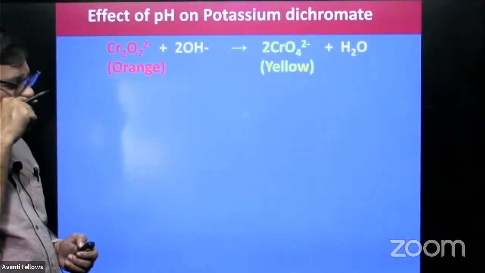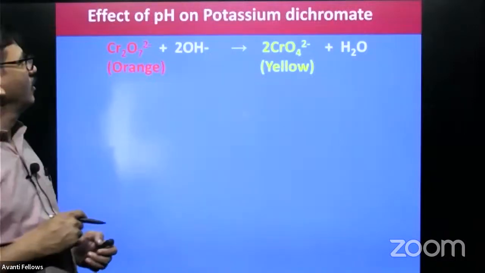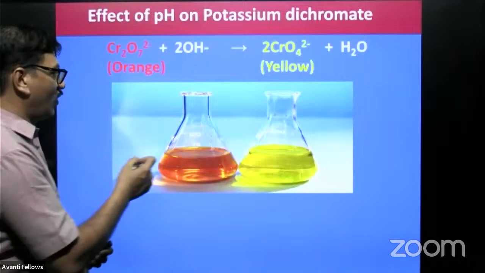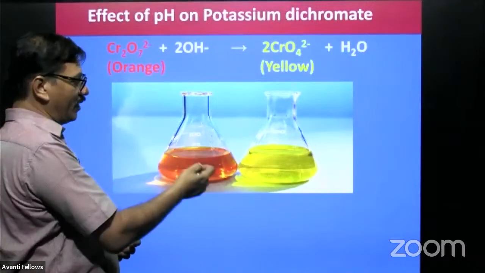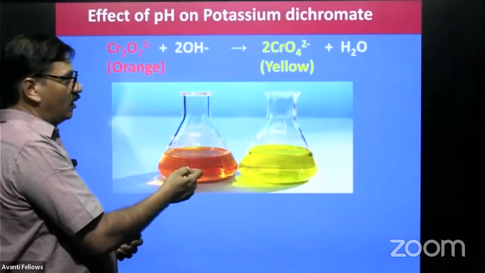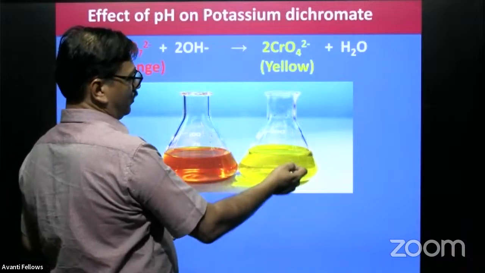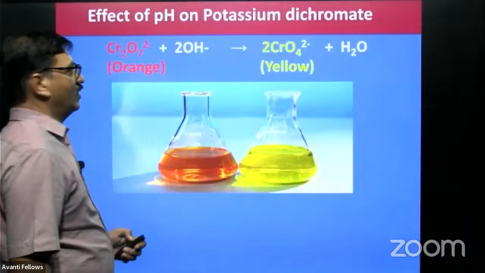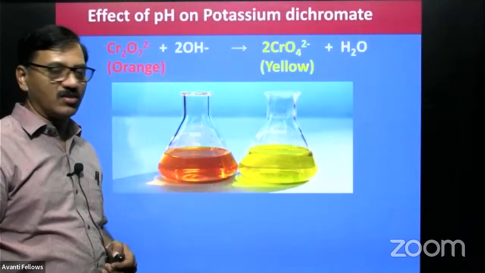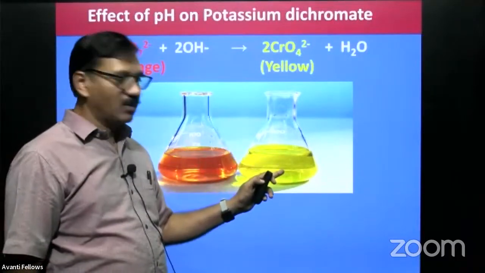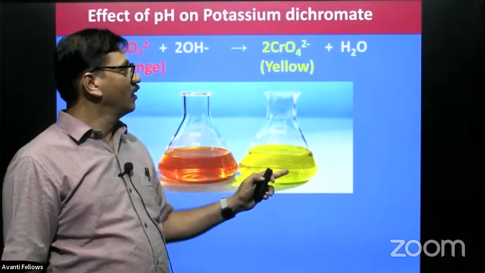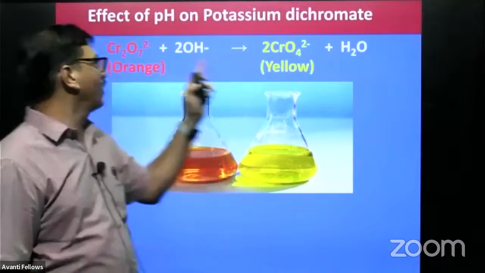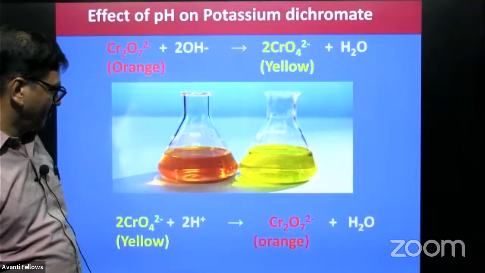Effect of pH on potassium dichromate, right? This is the color of potassium dichromate, orange. If you add base to it, it is converted into this yellow color. Potassium dichromate, if you add base, will become yellow colored. So CrO4 2- is yellow, and this one is orange, right?